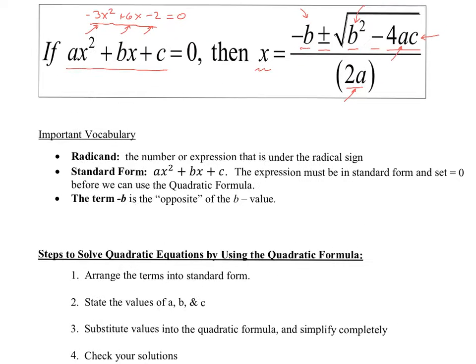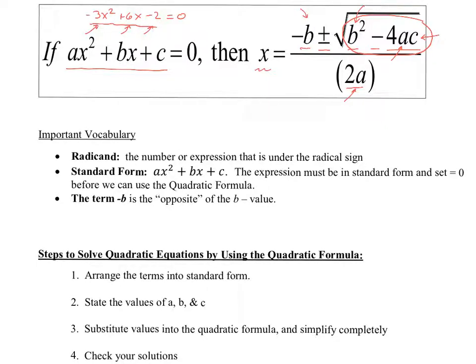Just to introduce you real quick into some vocabulary, we're going to be referring to something called the radicand. The radicand, if you haven't heard this term before, is the number that's underneath the radical, okay, underneath the square root. We'll refer to that quite a bit when we're simplifying or solving using the quadratic formula, so make sure you're familiar with that.